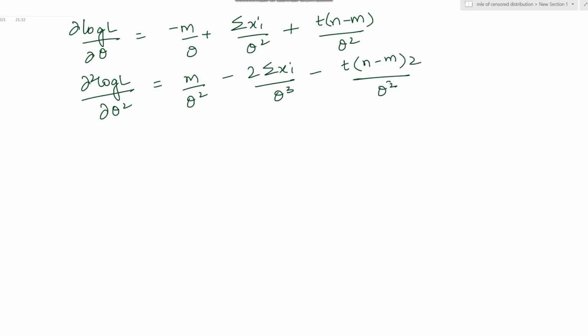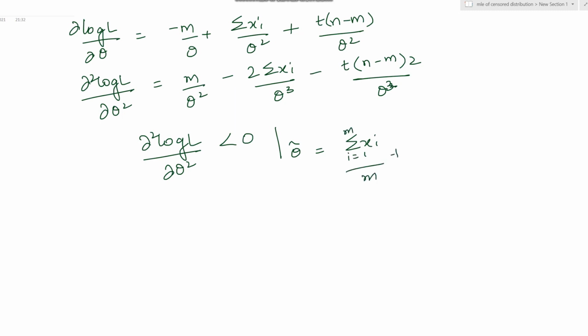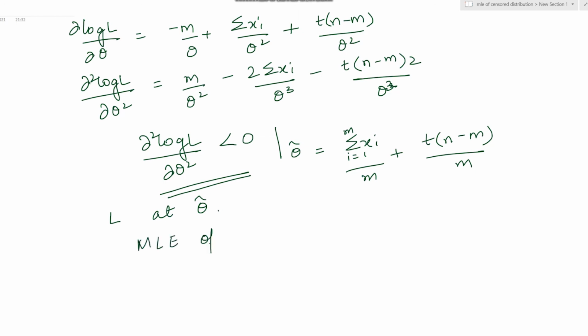Now our del square log L by del theta square is less than 0 for our value of theta hat, which equals summation of xi, where i equals 1 till m, upon m, plus t into n minus m upon m. Since this condition is satisfied, that means our L is maximized at this particular theta hat. So we get our MLE of theta as this particular equation. Hence this is our answer. So with this we come to the end of our video. Thank you.